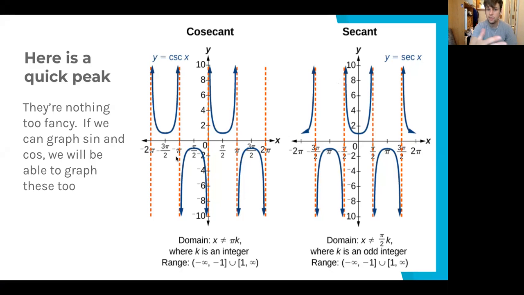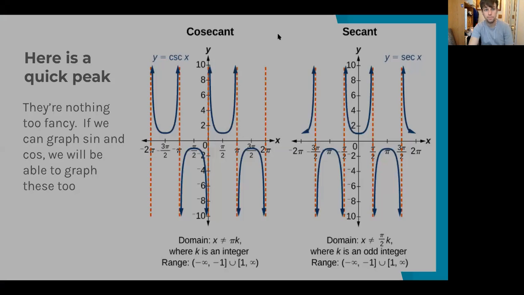Honestly, if we can graph sine and cosine, we're definitely going to be able to graph these. In fact, I'll show you how graphing these is almost exactly the same process. We just need to change them around a little bit.